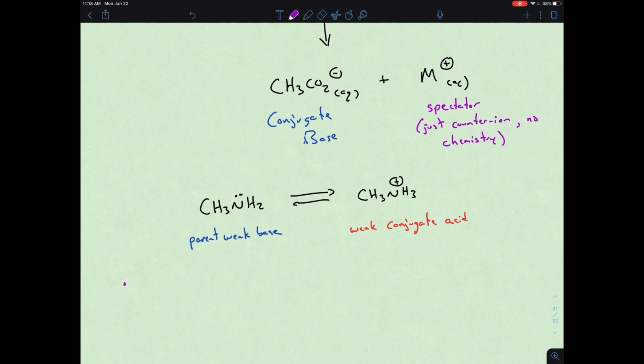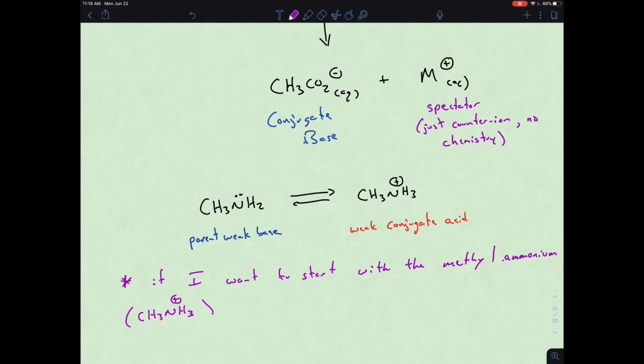So, if I want to start with the methyl ammonium, namely the CH3NH3 that's positively charged, right? And remember, that's our conjugate acid.